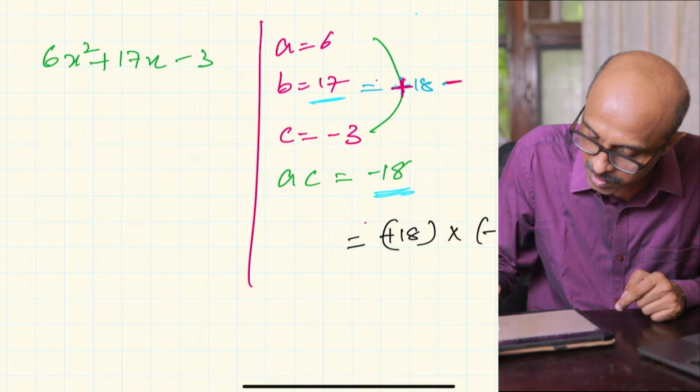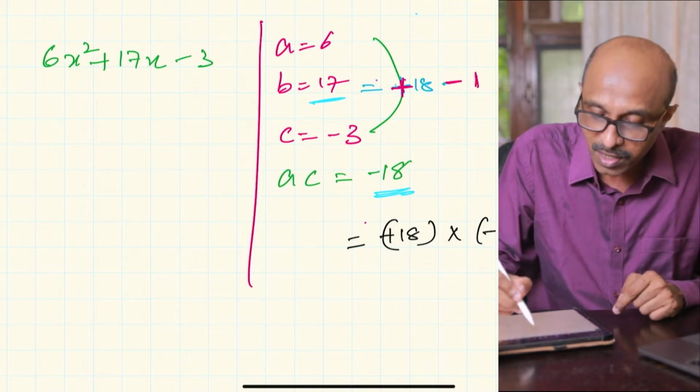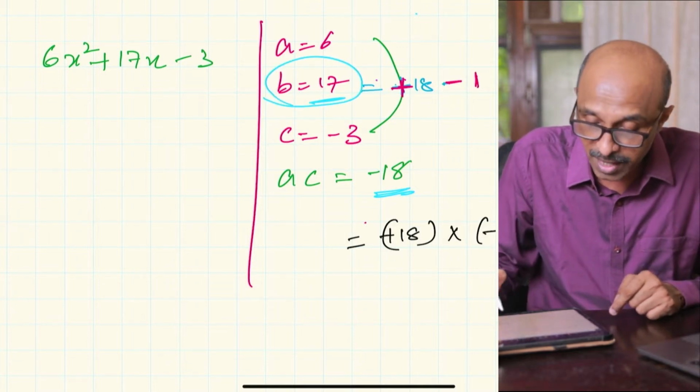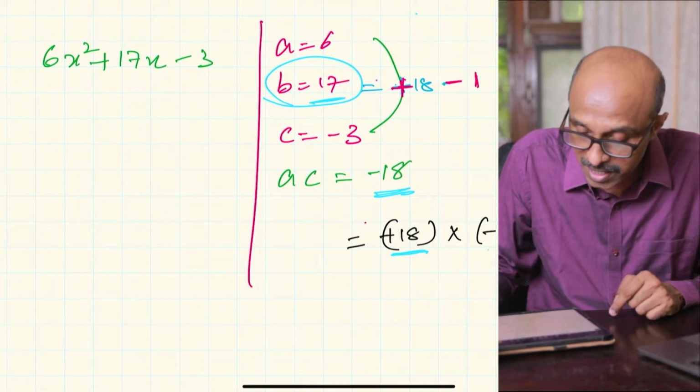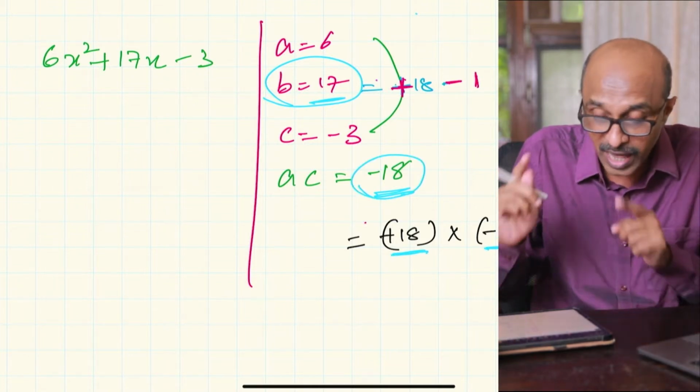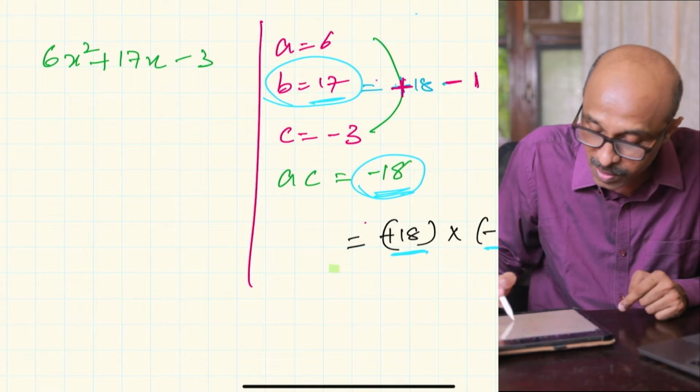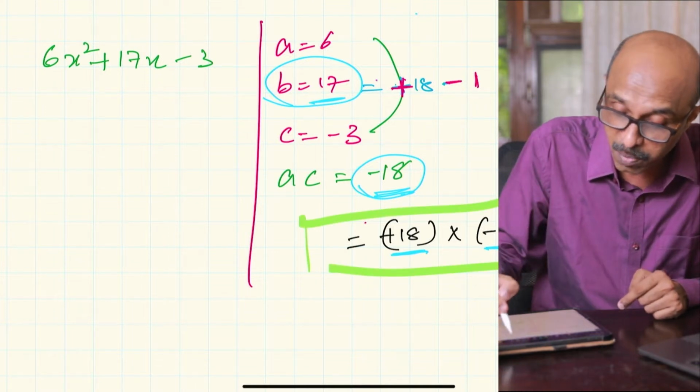Positive 18 and a negative 1 actually add up to 17, and those factors, positive 18 times a negative 1, also give you negative 18. So that's the combination you've got to choose, and that will work. Well, this is just the first step. Now you've got to put it together here.